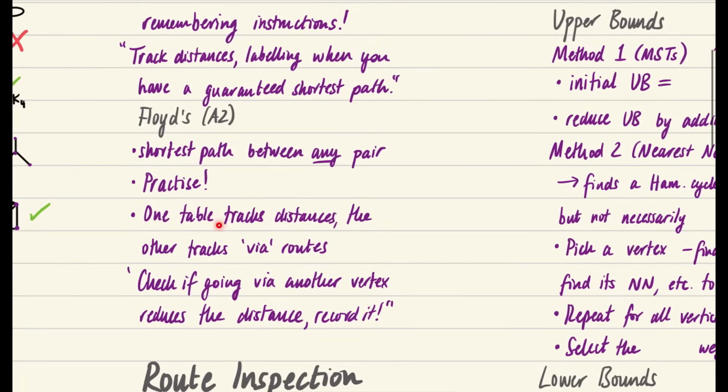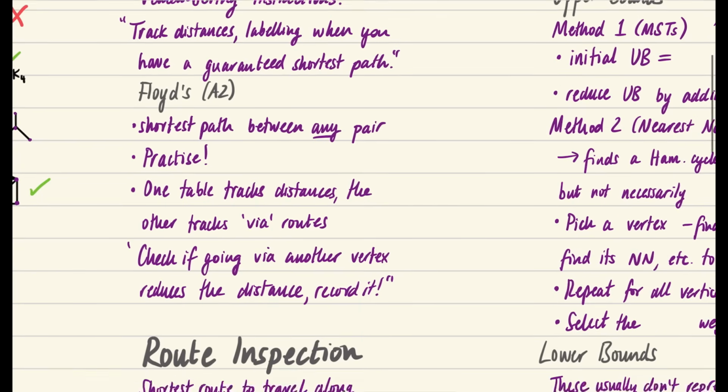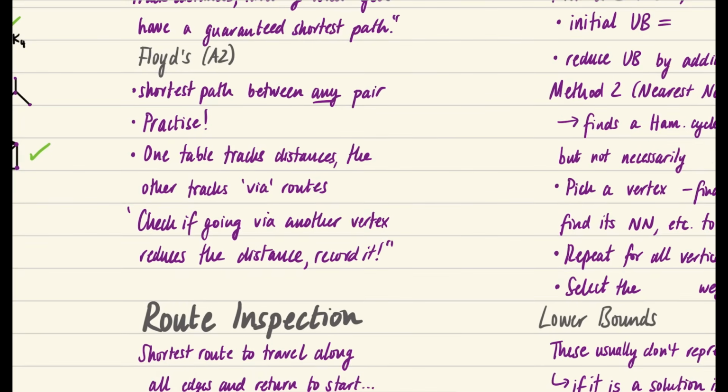This is the one where there's one table to track the distances and the other one to track the via kind of routes. It might be quicker to go via B, or it might be quicker to go via B then C instead of going direct to it. So hopefully that will remind you of what I mean for Floyd's one. And the general approach that we take for this is that you're checking if going via another vertex reduces the distance. And if it does, you record that in there.